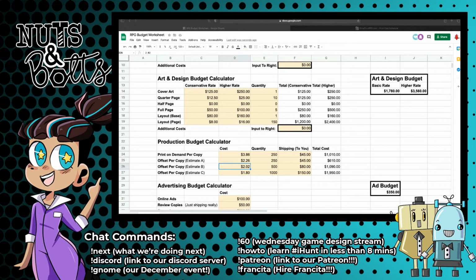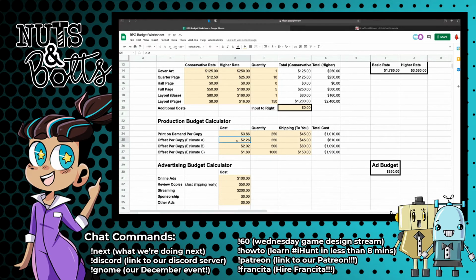Sucks. Okay. So that's production budget. You have to put these numbers in yourself. You have to figure out what the print-on-demand cost is, and then if you're doing offset or considering offset, put them in here. Get multiple quotes and put them in there. And this will break down how much it is to get your print run.